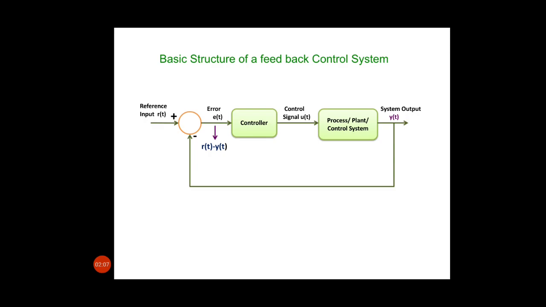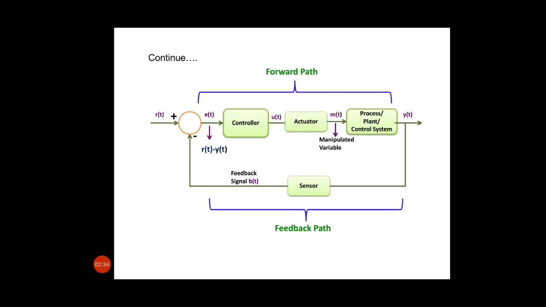This is called negative feedback. The reason why it is called negative feedback is because at the summing junction, we are comparing the reference input and output, and we are essentially taking the difference of r of t minus y of t. So it is called negative feedback. Now come to the next slide.